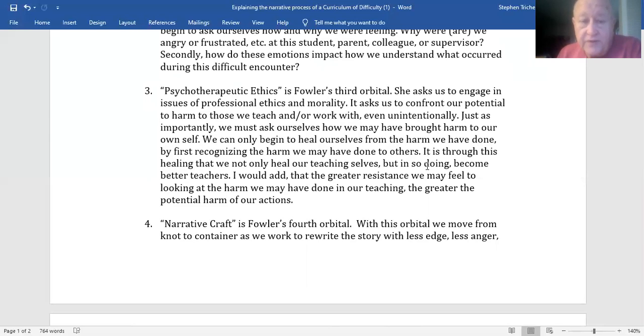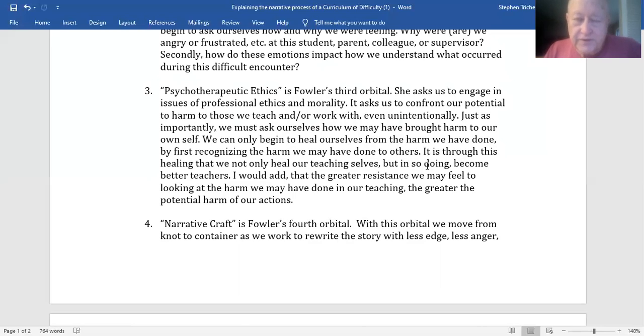Just as importantly, we ask ourselves how we may have brought harm to our own self. We can only begin to heal ourselves from the harm we have done by first recognizing the harm we may have done to others as well. And there's a word I left out here unintentionally, and I realized it as I was reading over this again. And that word is forgiveness. So I think this orbital, in part, when we recognize harm, is that we work to forgive the other, those others involved, and forgive ourselves.